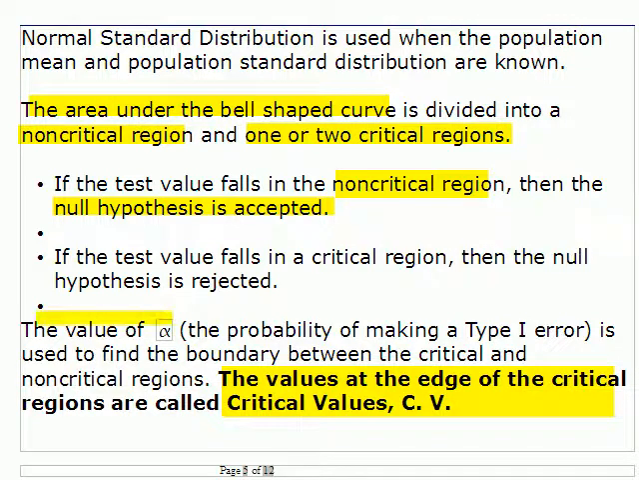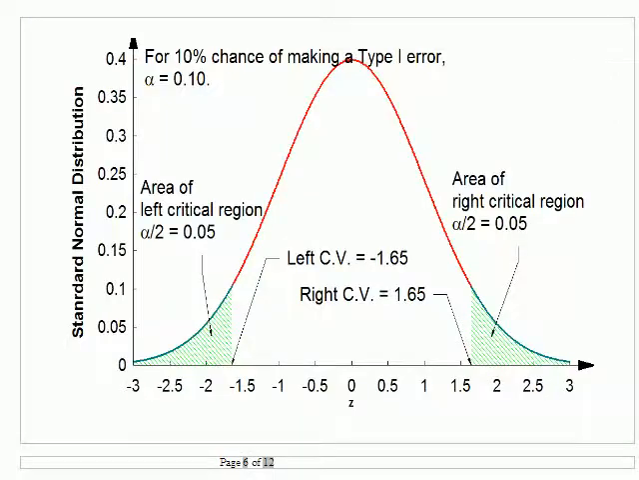The value of alpha that we use to find the critical region, that's going to be the area in the tails, either one tail or in both tails combined. That is the probability of making the type 1 error. And here's how the situation looks for hypothesis testing. In this case, the values have been changed into the normal standard distribution.